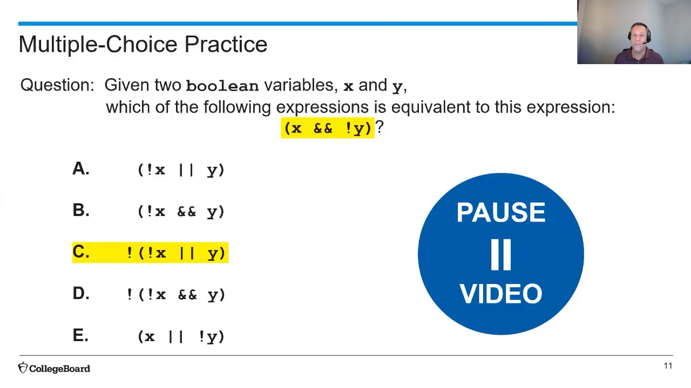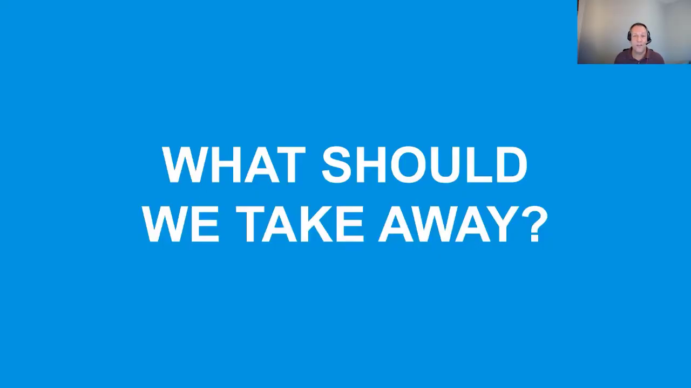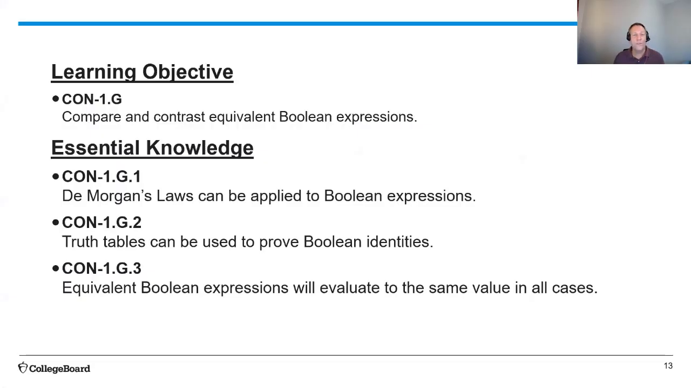Hope you did well. So what should we take away from this? Over this whole topic, we've been talking about comparing and contrasting equivalent Boolean expressions. We've used De Morgan's laws to apply to Boolean expressions. We looked at truth tables to prove our different Boolean identities and equivalent Boolean expressions. And we've seen that equivalent Boolean expressions will evaluate to the same value in all cases.